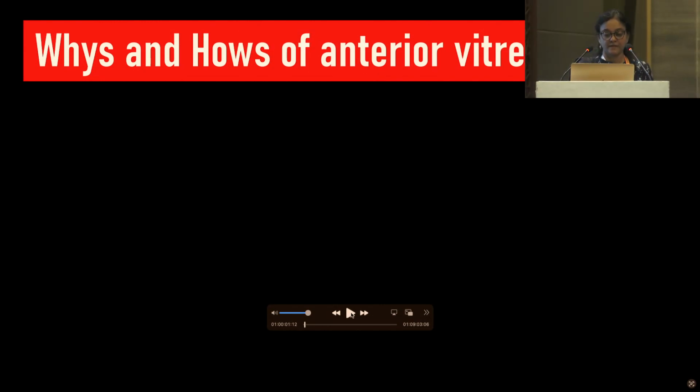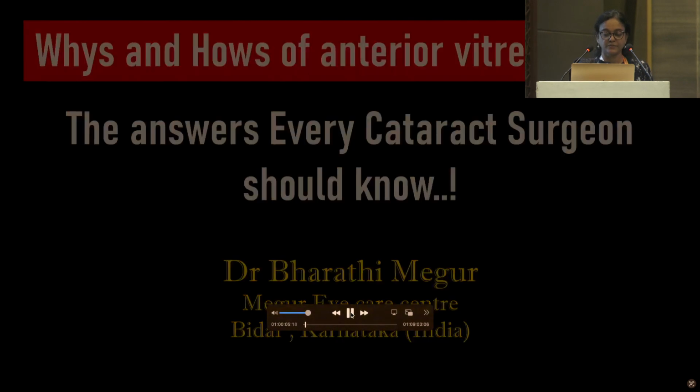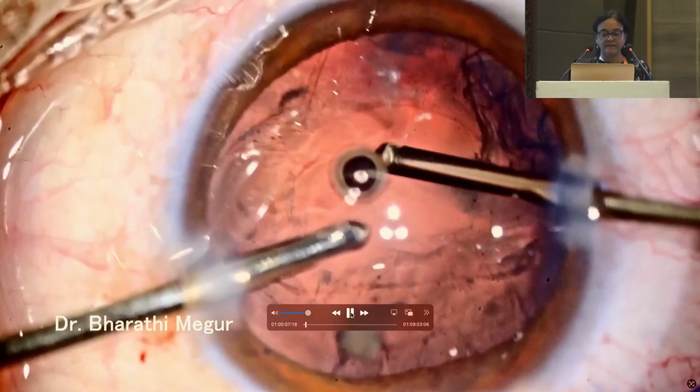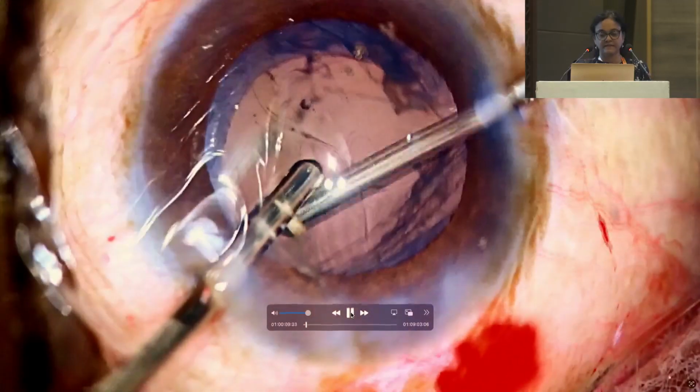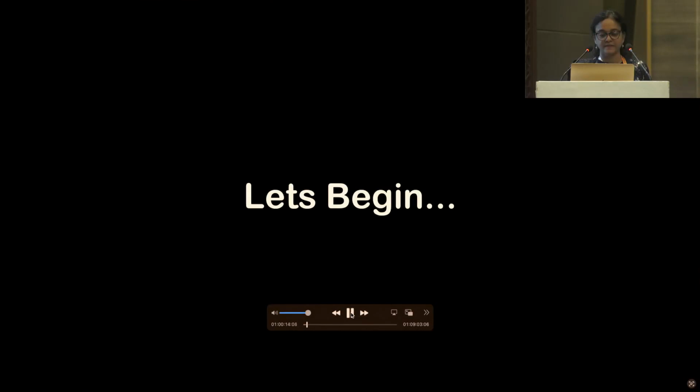So as we all know, we do have sometimes PC tears, vitreous disturbance. How to go about it? What are the guiding principles for managing a vitreous disturbance? These are the answers every cataract surgeon should know. So we have a vitreous disturbance here, and vitrectomy is going on, and it is mandatory that we use triamcinolone.